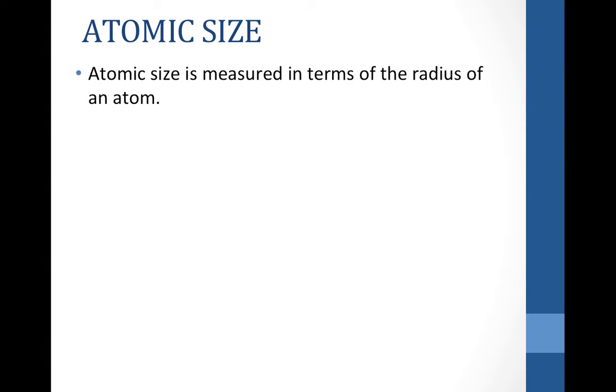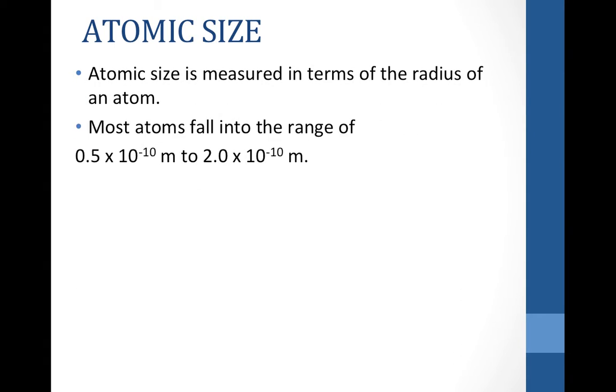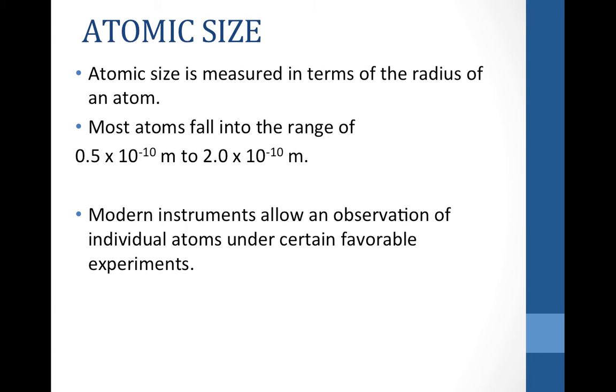Atomic size is measured in terms of the radius of an atom. Most atoms fall in the range of 0.5 times 10 to the minus 10 meters to 2.0 times 10 to the minus 10 meters. That's pretty small. Modern instruments allow an observation of individual atoms under certain favorable conditions.